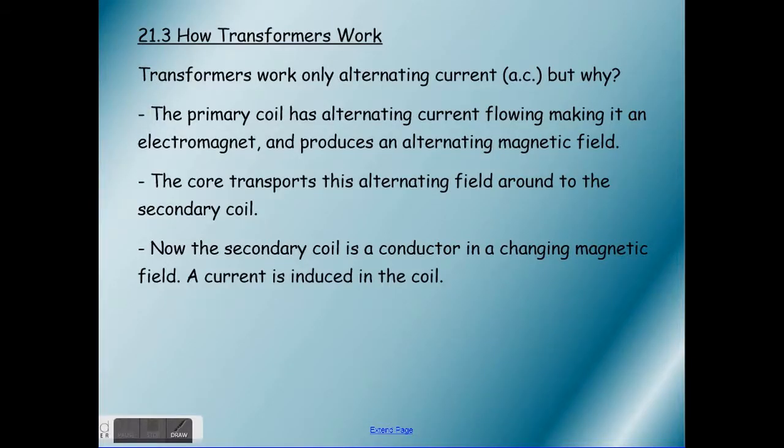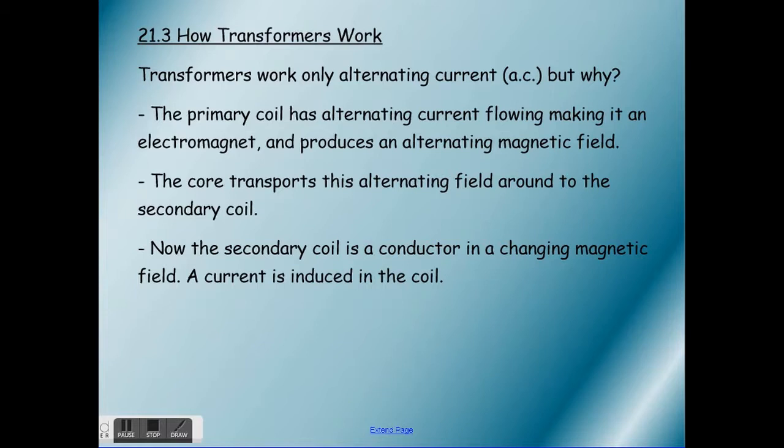We are talking about today is how transformers work. Now, we got a very quick run through with it, first lesson on this chapter. Just primary coil, magnet, secondary coil, produces magnetic field, current transfers from one to the other. Cool. Okay. Now let's look at that in a little more detail.